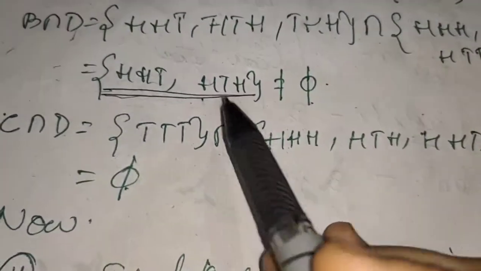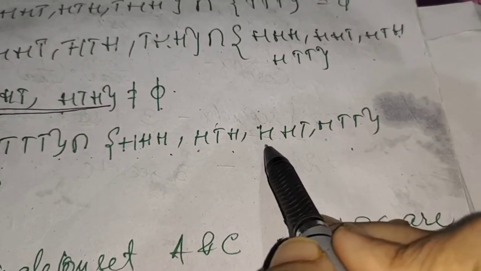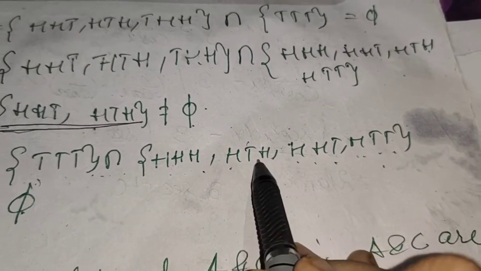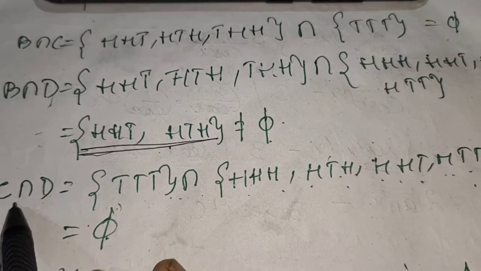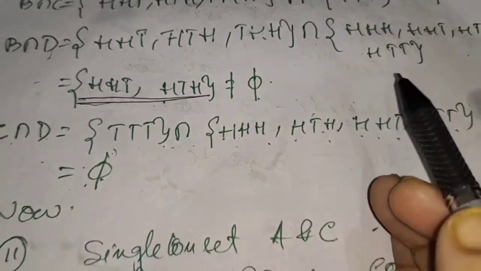Therefore B and D are not mutually exclusive. Last one is C intersection D. So tail, tail, tail intersection head, head, head; head, head, tail; head, tail, head; head, tail, tail. Again we don't have any common value here, so it is also phi. Therefore C intersection D is phi, means C and D are mutually exclusive.